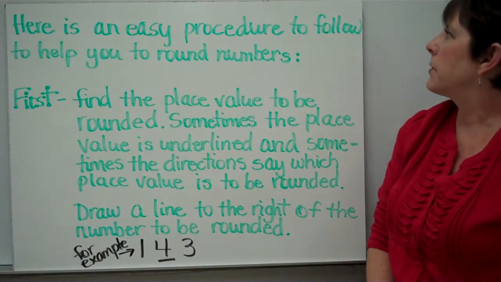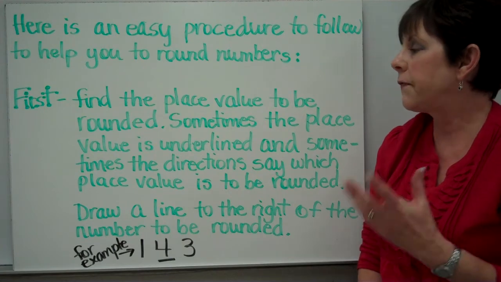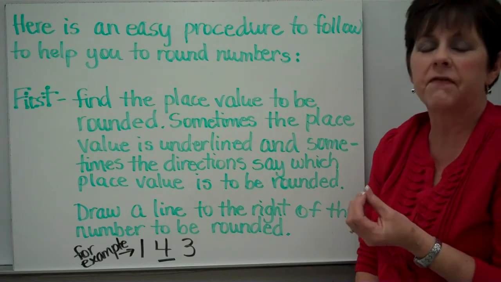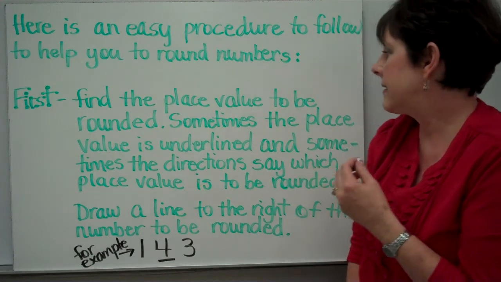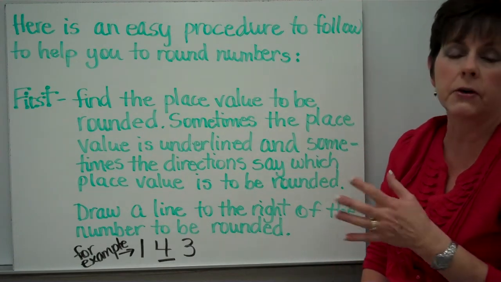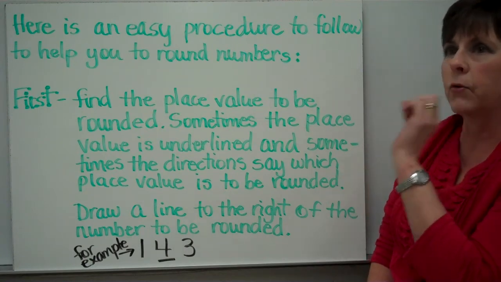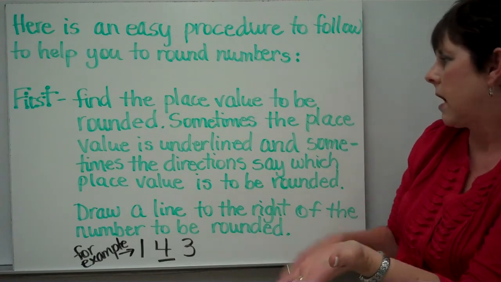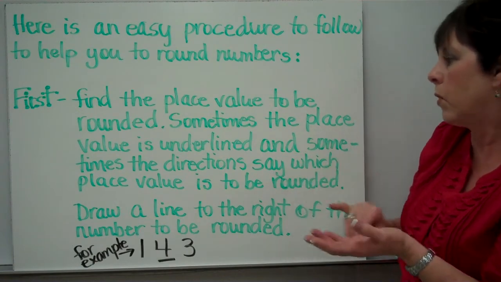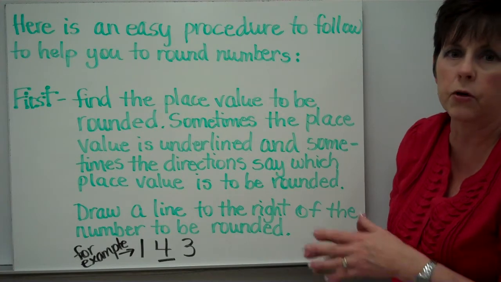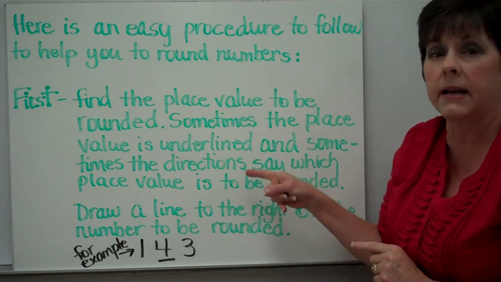Here is an easy procedure to follow to help you round numbers. The first step is you have to find the place value that needs to be rounded. Sometimes the place value is underlined. It will say take the place value that's underlined and round it to the nearest something. Sometimes the directions tell you which place value is to be rounded. You'll find either the underlined or the direction that actually writes it out.